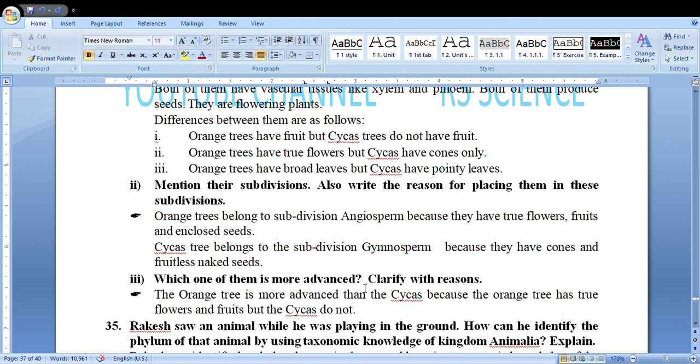Which one of them is more advanced? Clarify with reason. Orange tree is more advanced than cycas because orange tree has true flowers and fruits, but cycas does not.